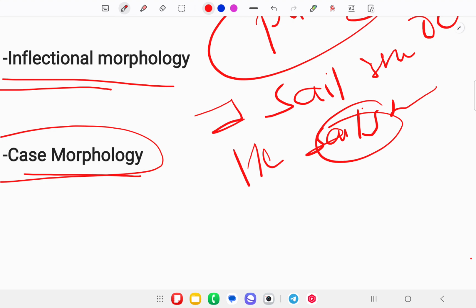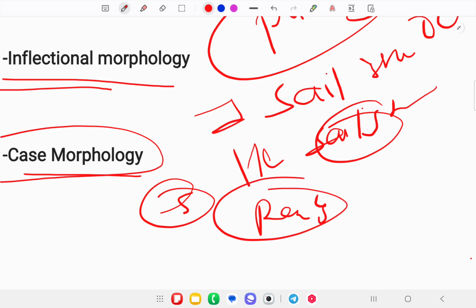One more important point is that Russian has a rich case morphology, whereas English case morphology is limited to the one possessive, which is known to be the single s. Like if there is a pen of Ram, then we can say Ram's pen. We have in English only the single possessive case marker, while other languages have different case markers.